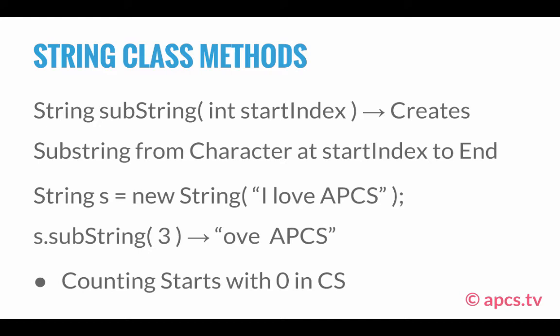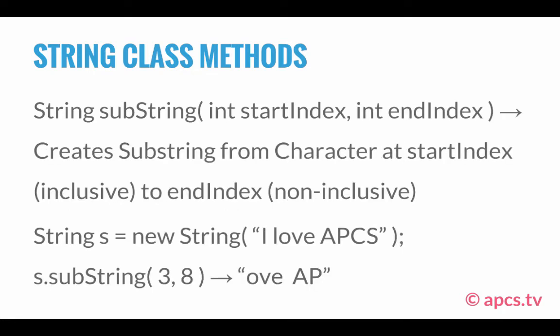So everything goes back by 1 because counting in computer science starts with 0, and this is standard all across computer science. So if we started counting again, the I represents 0, the space represents 1, the L represents 2, and the O represents 3. So because the O represents 3, we start with that. We start with the third character, and we move on till the end of the string. So it becomes O of APCS. Since O is at index 3, that's where the substring starts from, and it ends at the end of the string.